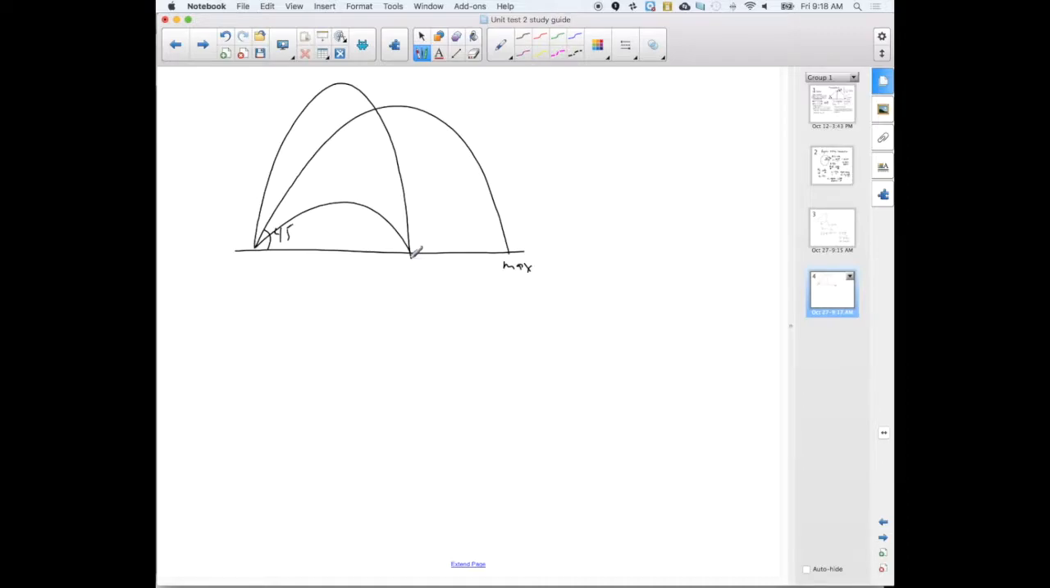Yeah, Sam? Yeah, so it's just kind of like an optimization problem, right? Yeah. But we know the optimization is that range equation.